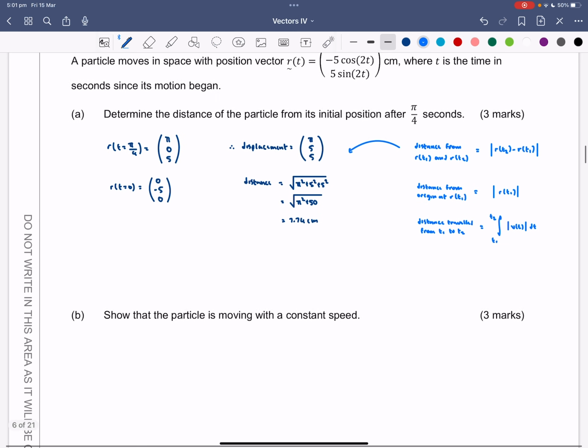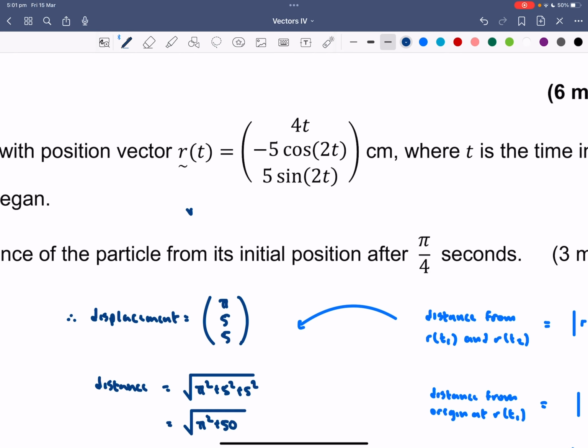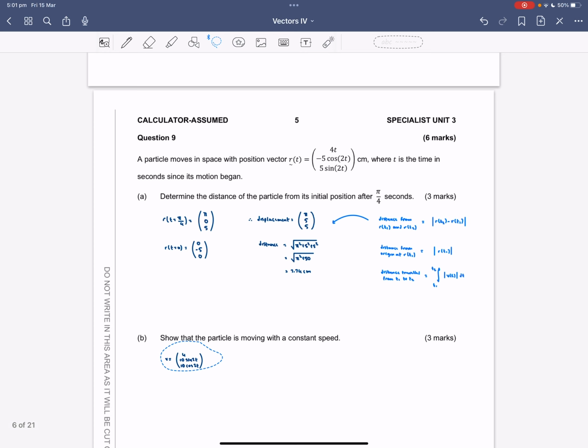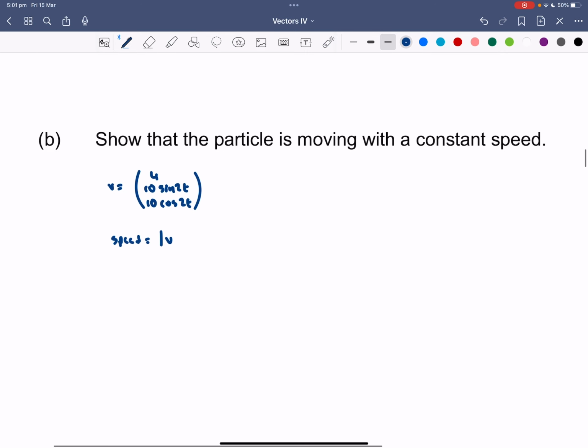All right, show the particle is traveling at a constant speed. We all know that the velocity is just the derivative of displacement. So the velocity vector is 4, the derivative of negative 5 cos 2t is 10 sine 2t, and 5 sine 2t gives 10 cos 2t. That is the velocity vector. I just need to show that the speed is constant, and we all agreed that the speed is the magnitude of the velocity vector. So all we have to do is work out the magnitude of that velocity vector.